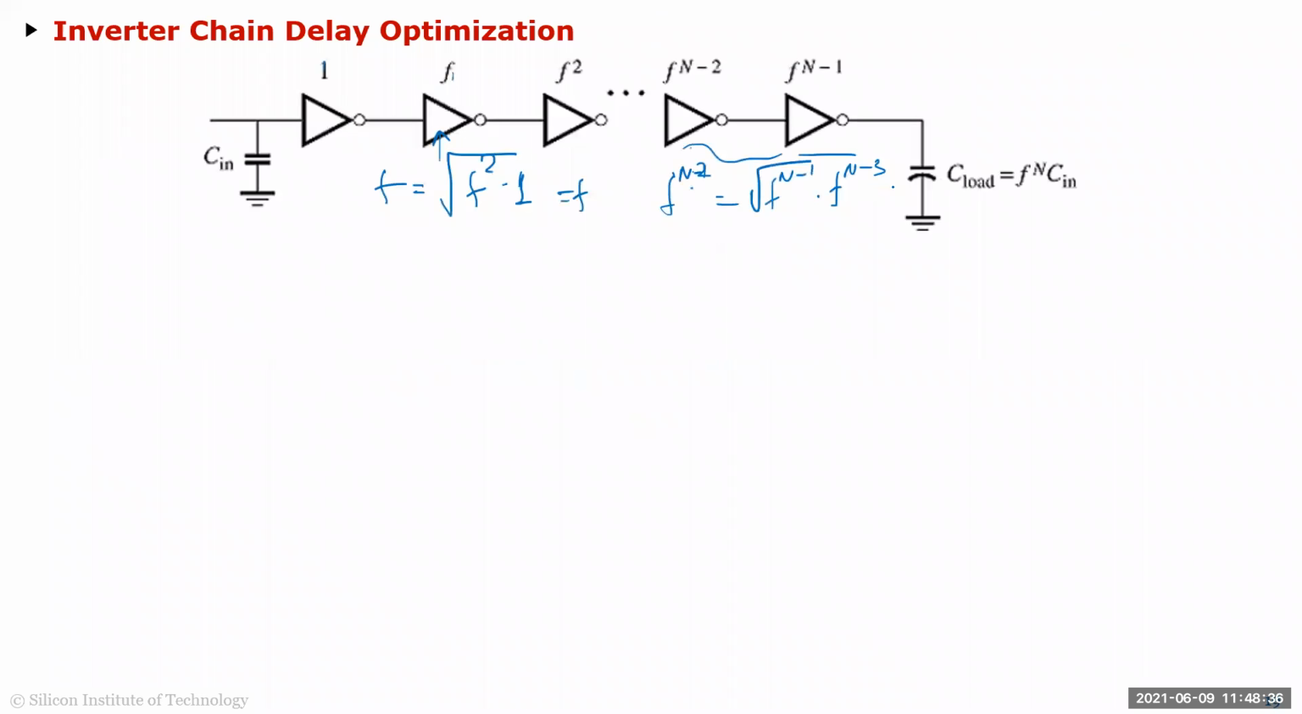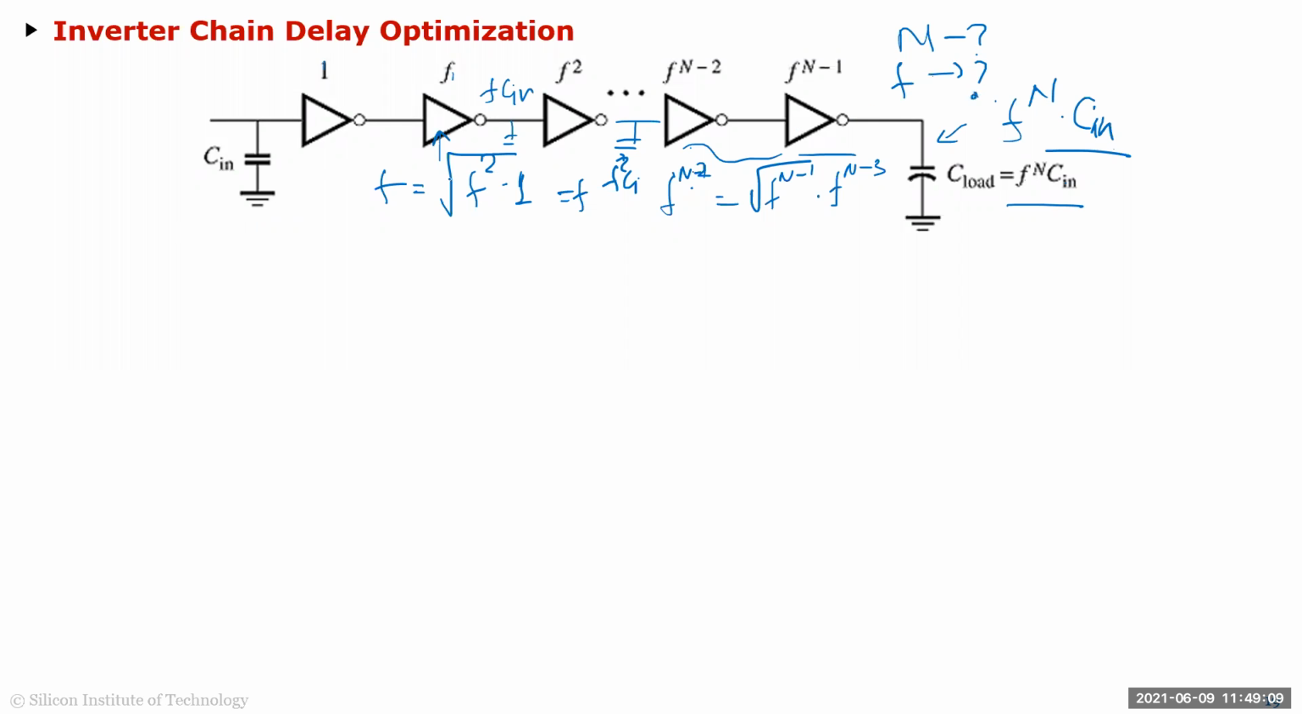So what it means is that the C load is basically F to the power N times C in, right? Because this load is F times Cn. This load is F squared times Cn. So if I keep doing that, then this load is equal to F to the power n times Cn, right? That just comes from our definition, the way we have formulated this problem. So now the question is, what is n and what is f, right? We still haven't answered that question.